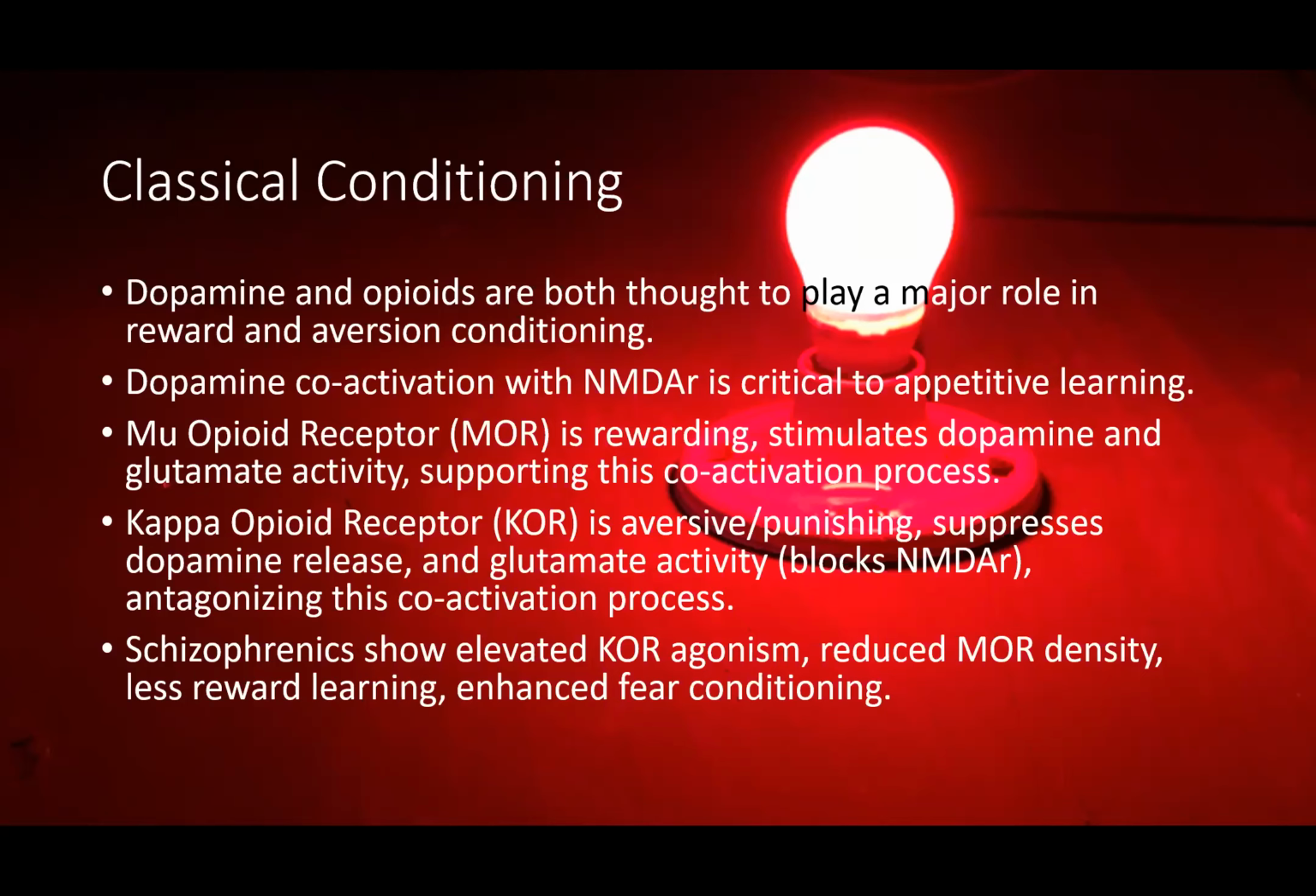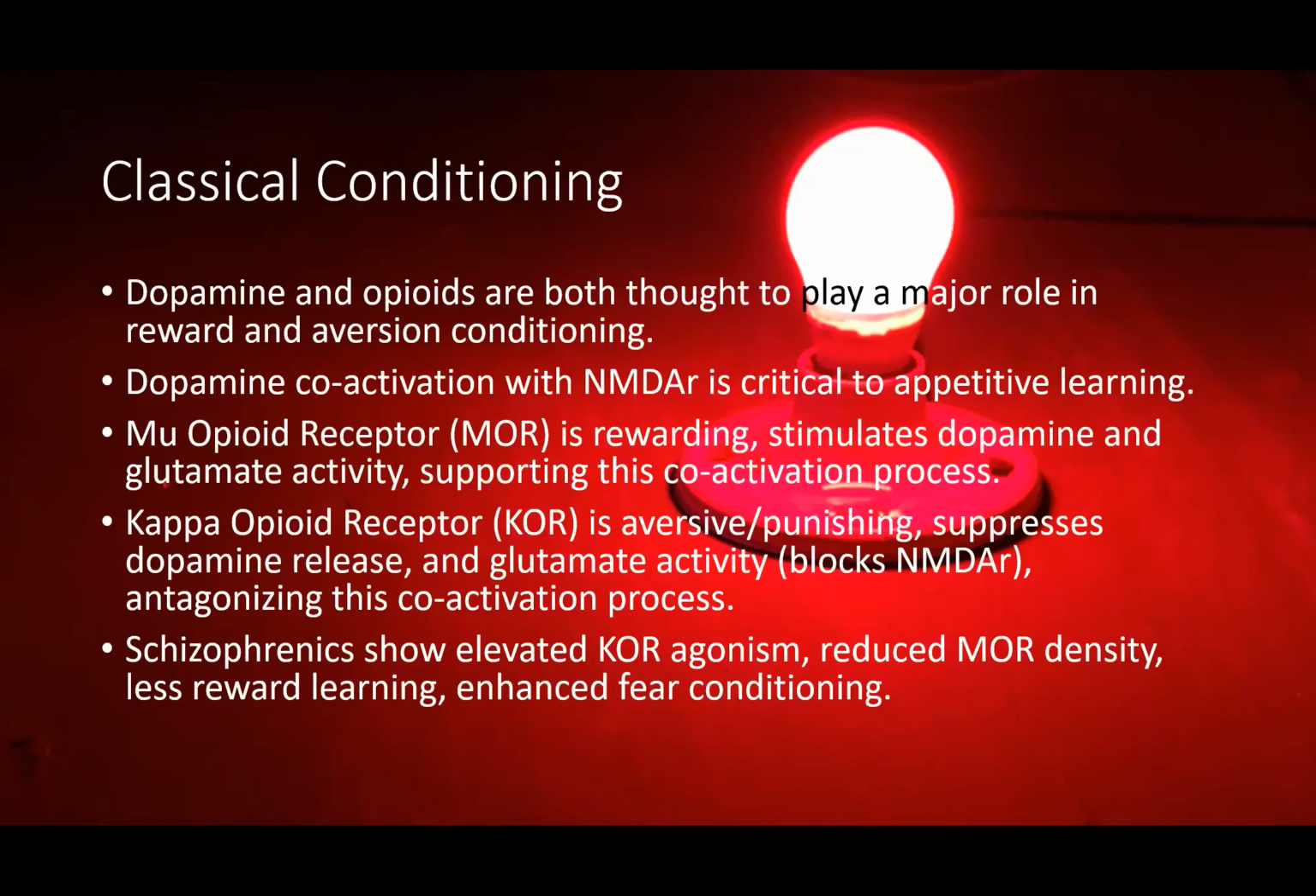So the interesting thing about this, the brain's kappa opioid receptor binder is called dynorphin. That is what I will refer to it as from here on out. So this dynorphin suppresses dopamine release and can directly block NMDA receptors, which antagonizes both sides of this coactivation process, preventing reward learning.